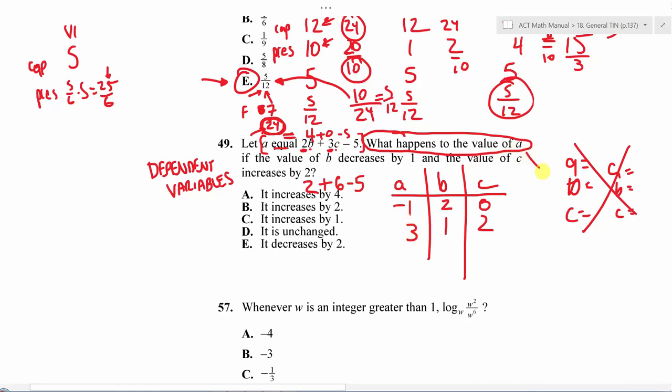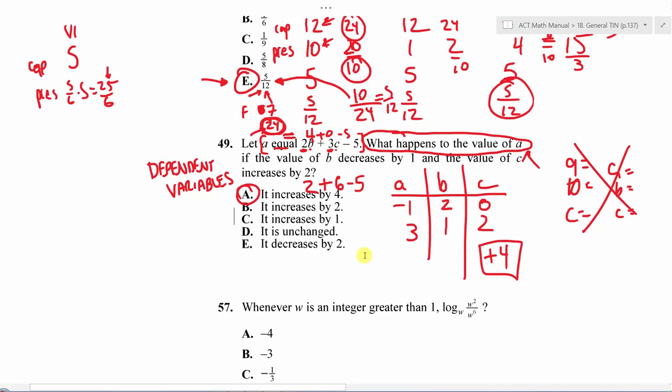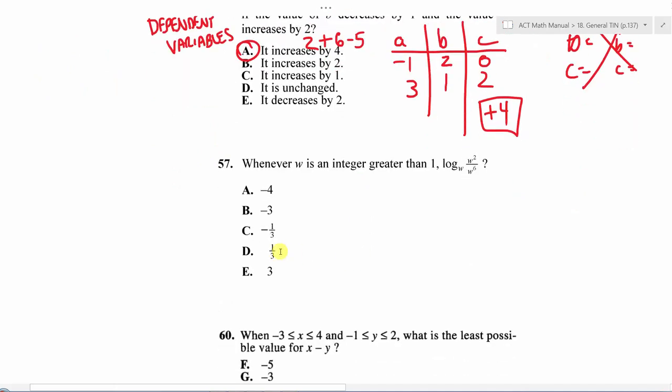So they were asking what happened to the value of A, and it should be that it increased by 4. That is indeed what they're asking, and that is indeed the right answer. If you want to try this again with different numbers, go ahead and do it. Obviously, you just have to be careful to plug everything in correctly and do your arithmetic correctly, but every time you will see that A increases by 4 no matter what numbers you use. That was number 49. Now number 57.